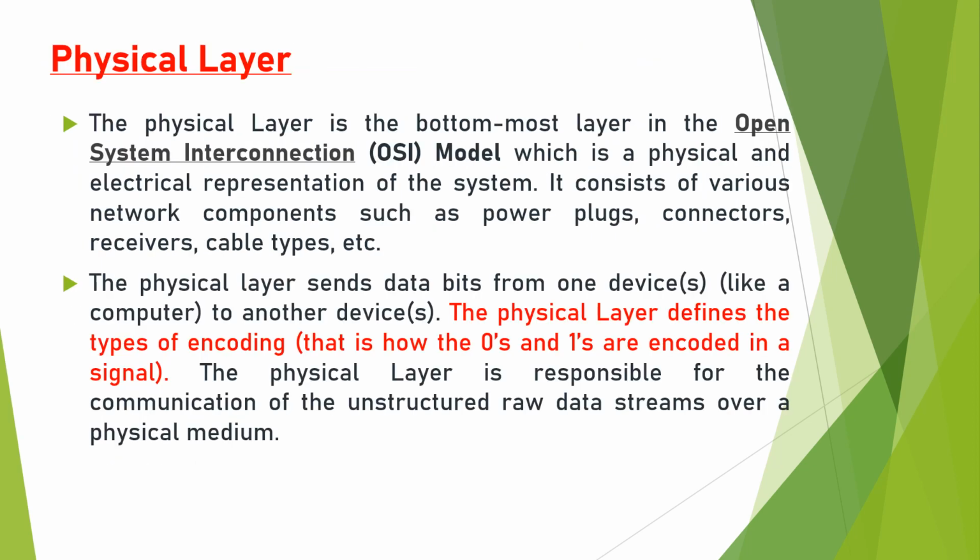Physical layer. The physical layer is the bottommost layer in the Open System Interconnection model, which is a physical and electrical representation of the system. It consists of various network components such as power plugs, connectors, receivers, cable types, etc. The physical layer sends data bits from one device, like a computer, to another device. The physical layer defines the type of encoding, that is, how the zeros and ones are encoded in a signal. The physical layer is responsible for the communication of the unstructured raw data streams over a physical medium.